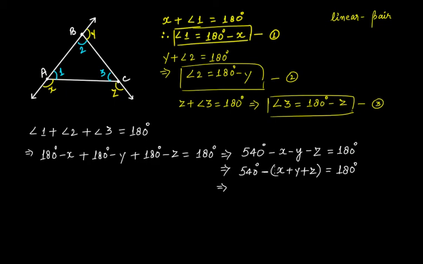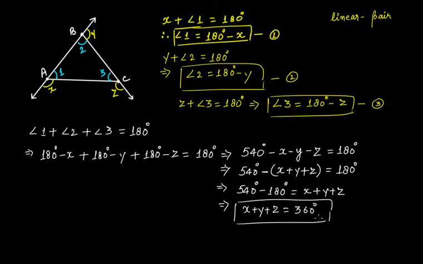From here, if you transpose this minus (x plus y plus z) to the right hand side, and at the same time if you transpose 180 degrees to the left hand side, you get 540 degrees minus 180 degrees is equal to x plus y plus z. From here you get x plus y plus z is equal to 360 degrees. That is, the sum of the external angles of the triangle is equal to 360 degrees for any triangle. Okay?